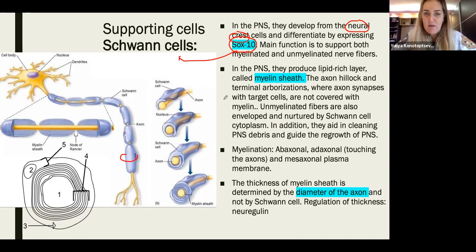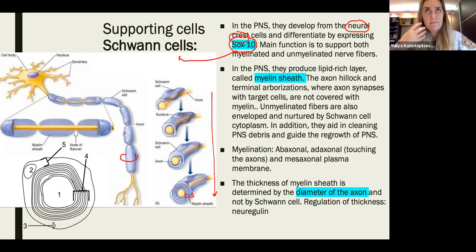Let's talk about how the Schwann cells make the myelin sheath. This is a very good example, showing you an overview of myelination. This is the axon itself. On the surface of it, you can find the Schwann cell, and you can see how the Schwann cell is wrapping itself around the axon several times, creating the myelin sheath. So in a way, the myelin sheath is a plasma membrane of the Schwann cell, right?